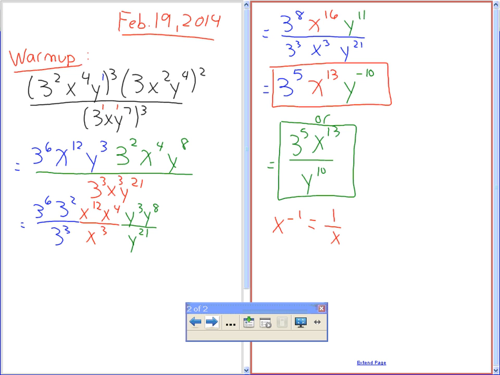Yeah, Joel, question. Why did you put positive then? Okay, because remember we said a negative exponent means it goes in the denominator. So x to the negative 1 is like 1 over x, and y to the negative 10 is like 1 over y to the 10. So it's the same as bringing the y to the 10 to the denominator. Either one of those is okay for me. Any other questions before I move on?